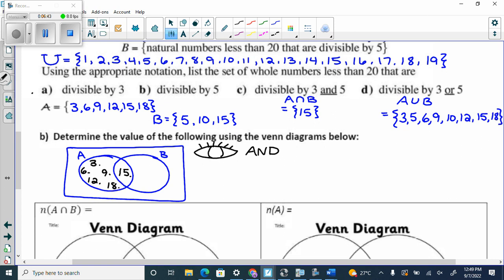So when I go to list B, what am I going to put in B? But B only, just that moon shape. 5 and 10, because I already have 15 in here.